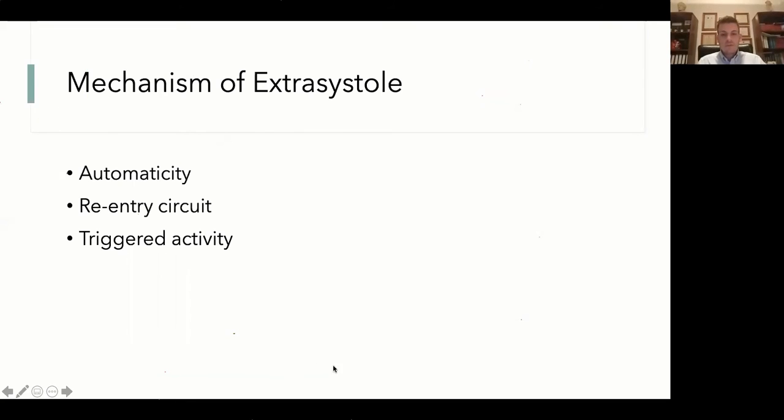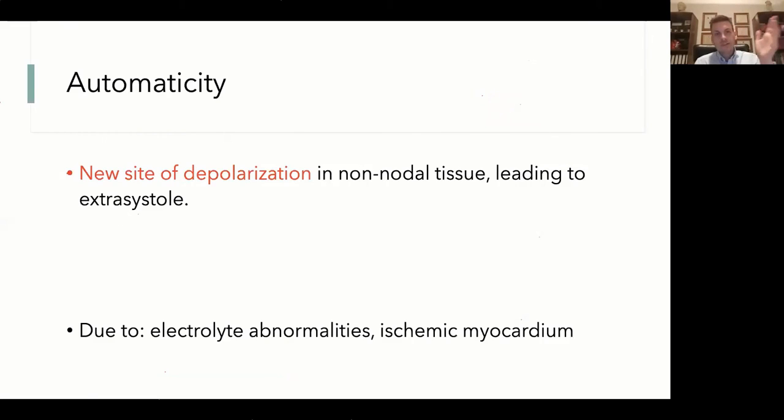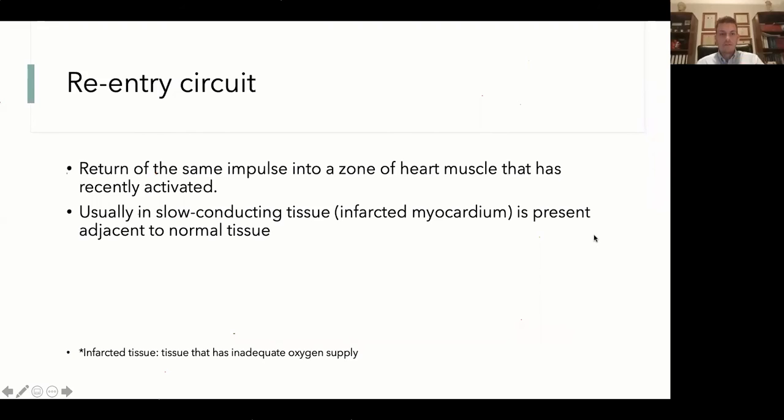So the mechanism. This is mostly for third year students. You need to explain why extrasystoles occur. Automaticity, reentry circuits, and triggered activity. You say, what the hell is this? Okay, automaticity. We said that depolarization is the principal event of the cardiac cycle. So this is when depolarization occurs in a non-nodal tissue leading to one extrasystole. So a random place that shouldn't fire is firing. Why does this occur? Electrolyte abnormalities or ischemic myocardium.